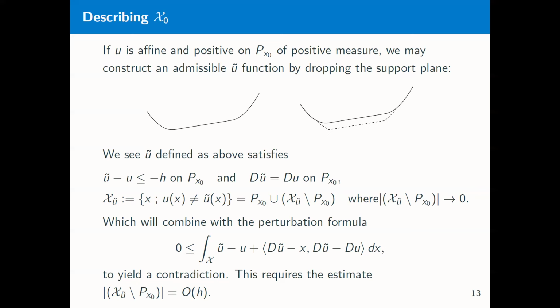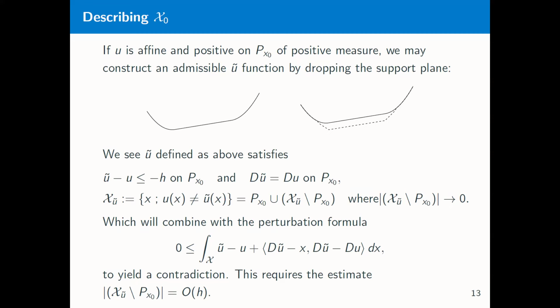I'll say a bit about the construction of this in a second, but it's a lot harder to drop convex functions down than it is to lift them up. But once we've done this, what's our perturbation function going to satisfy? It's going to satisfy that u tilde minus u is negative on that whole contact set. And so it's going to be some negative constant minus h, and it's going to have the same derivative, again, on that entire contact set.